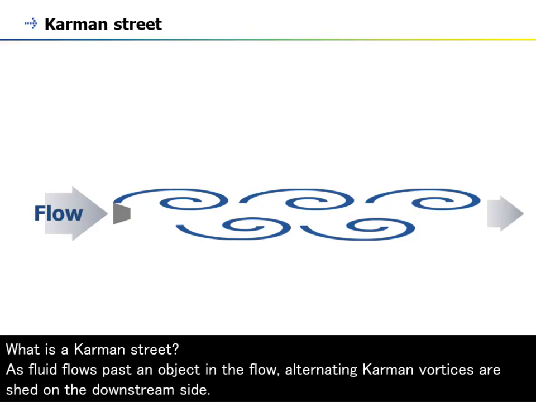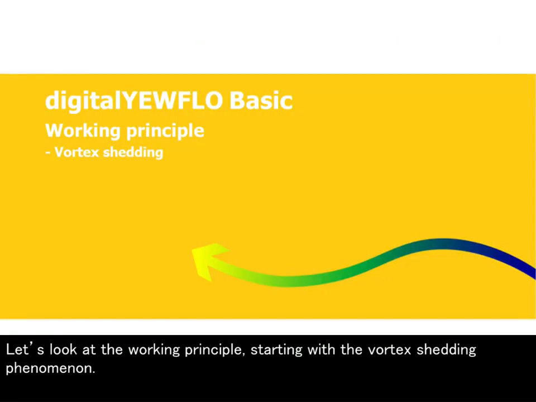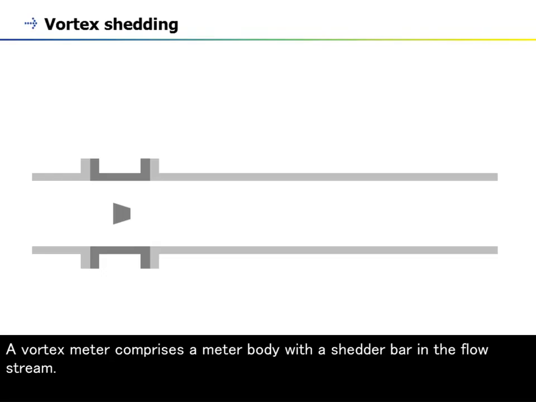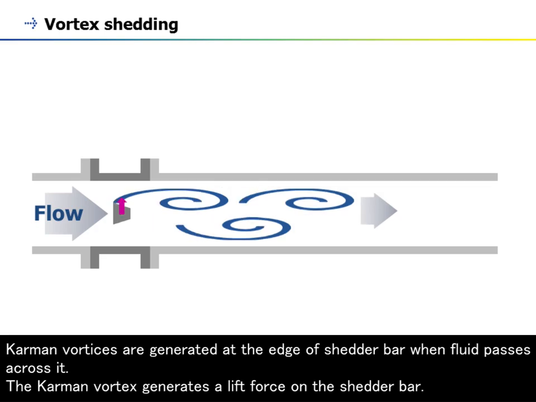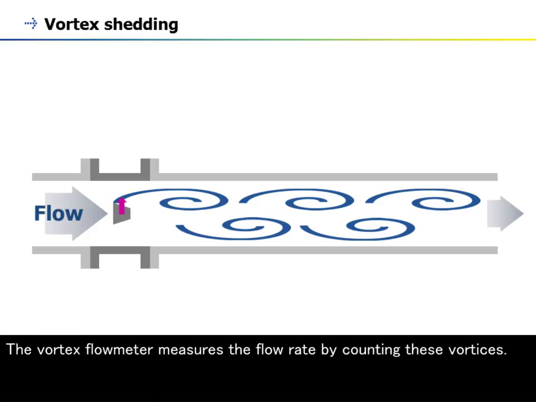What is a Karman street? As fluid flows past an object in the flow, alternating Karman vortices are shed on the downstream side. Let's look at the working principle, starting with the vortex shedding phenomenon. A vortex meter comprises a meter body with a shedder bar in the flow stream. Karman vortices are generated at the edge of the shedder bar when fluid passes across it. The Karman vortex generates a lift force on the shedder bar. The vortex flowmeter measures the flow rate by counting these vortices.